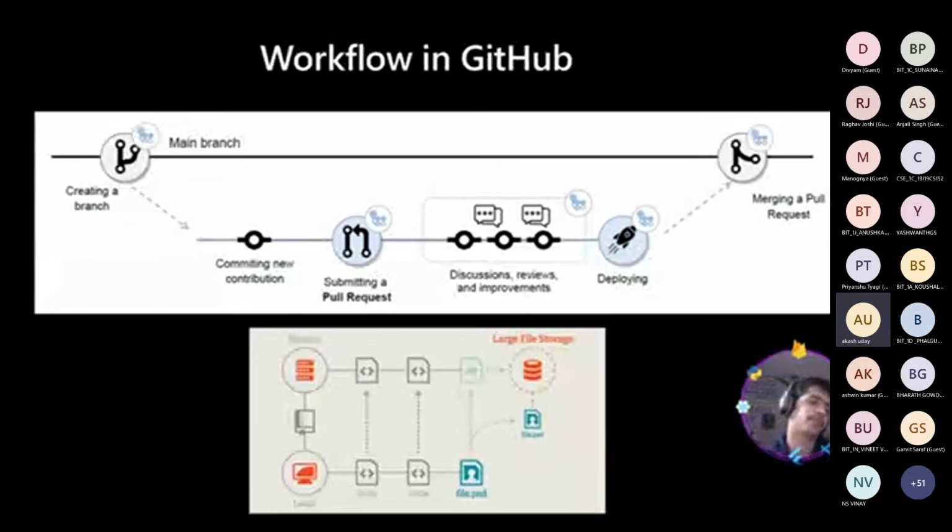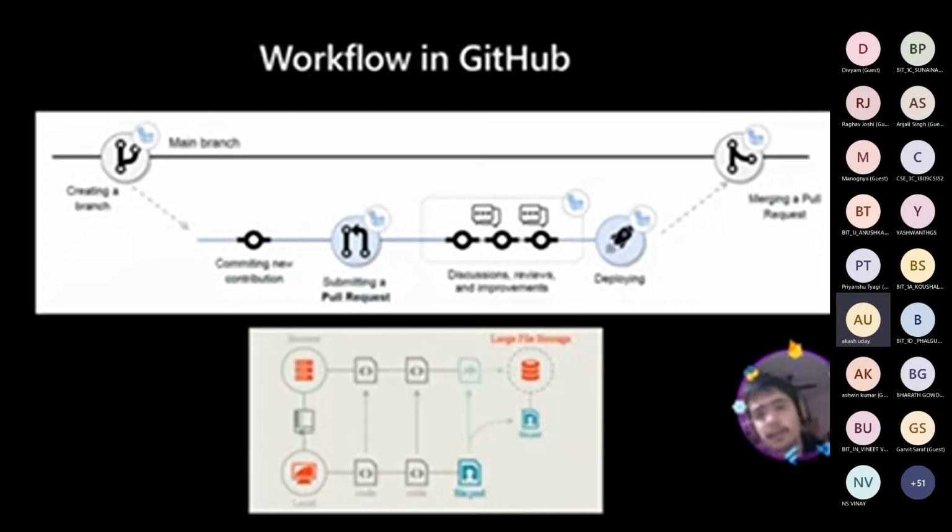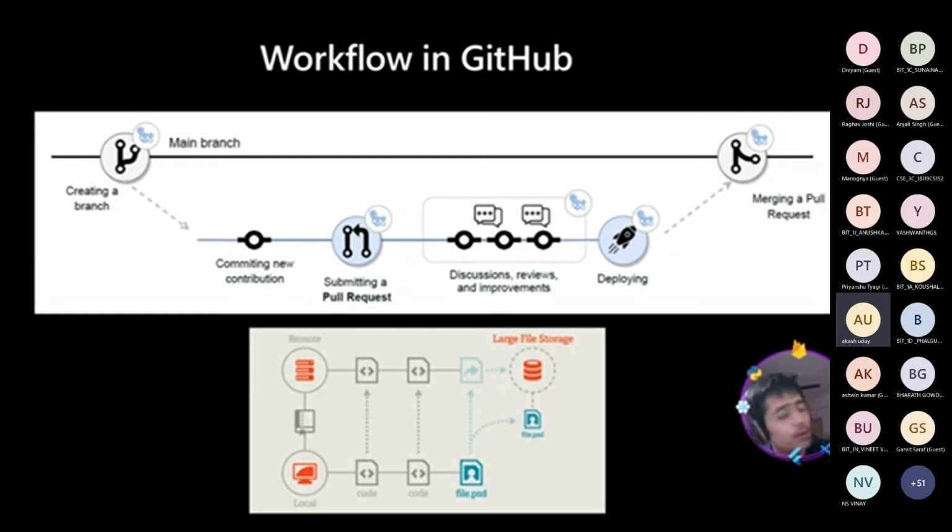Okay, so creating a workflow in GitHub. Remember just now how we deployed it to master. Master will be considered as the main branch, main or master as a main branch. So I just committed and pushed it to master. We learned about committing, submitting a pull request, deploying, discussions, etc.